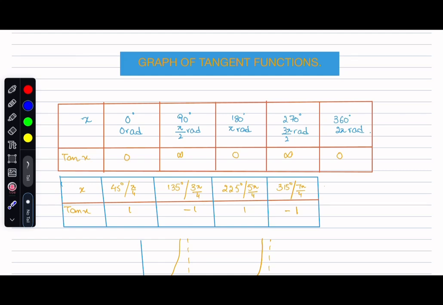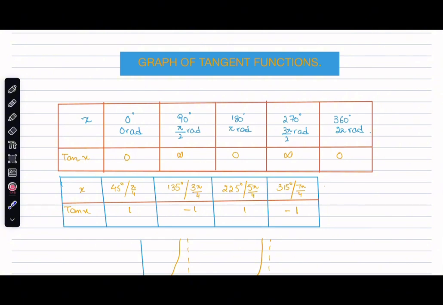In this lesson we shall be doing the graphs of tangent functions. And again, for the graphs of tangent function we should be knowing the axes coordinates. The axes coordinates here are for 0 degrees or 0 radian, tan of 0 is 0. Tan of 90 degrees or pi by 2 radian is infinity or undefined. Tan of 180 degrees or pi radian is 0. Tan of 270 degrees or 3 pi by 2 radian is infinity or undefined. Tan of 360 degrees or 2 pi radian is 0.